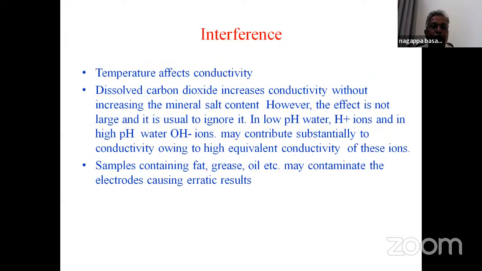Some theory. Generally, temperature also affects the conductivity. Samples having fat, grease, or oil may contaminate the electrodes, causing erratic results. If the sample contains oil and grease, don't measure its conductivity, because your electrode is going to be spoiled. White, colorless fat is going to smear onto the electrode body and it becomes inactive. If you measure using an inactive electrode, your data is wrong. That's why you have to see the samples physically, whether the sample is measurable or not, whether it contains oil and grease. Separate the oil, grease, and fat, then the supernatant liquid you can use to measure the pH and conductivity.